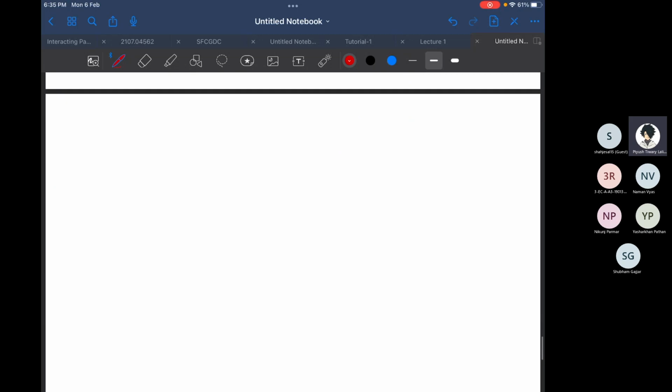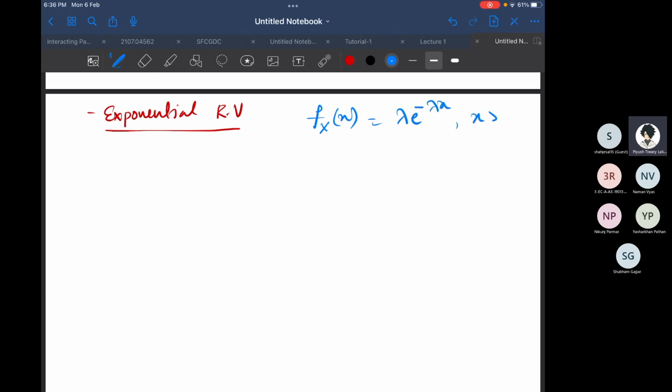Coming to the exponential density, exponential random variable. Let me just write down the expression for the density function here. So f_X(x) for an exponential random variable is lambda e raised to minus lambda x, and the condition here is that x should be greater than 0.